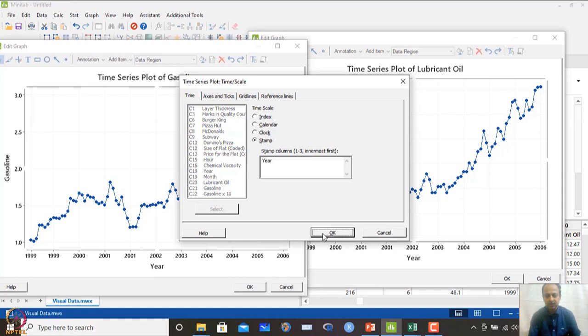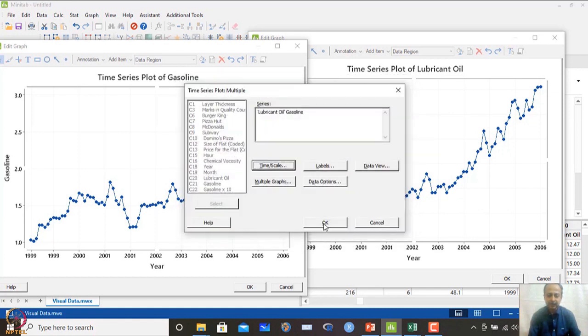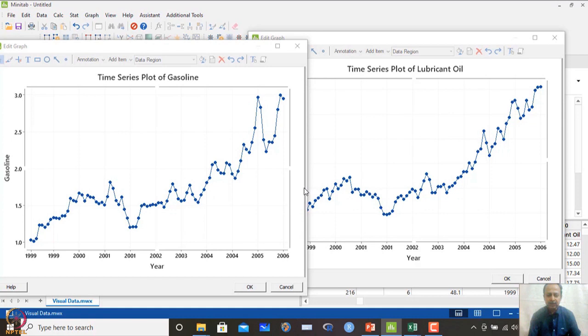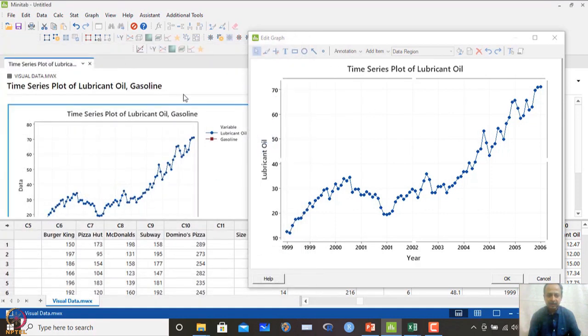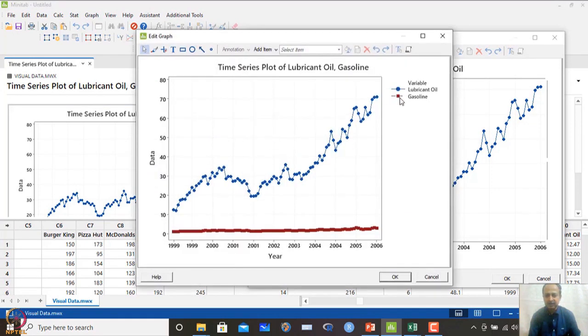So, this will be stamped like that. Then you click OK over here, and you will find that this is not required. This is the graph where both plots are done, and the problem with this graph is that you see lubricant price is changing, but in the earlier graph we saw that oil price and gasoline price were also changing, but it is not showing like that because the axis that Minitab is using is very different. This is in a range of 1 to 2, and this is in a range of 10 to 70.